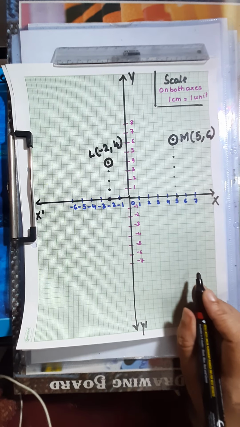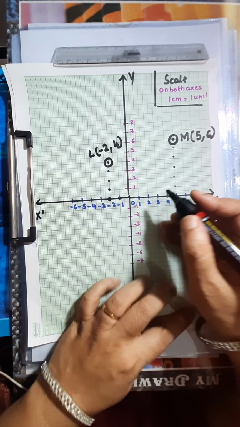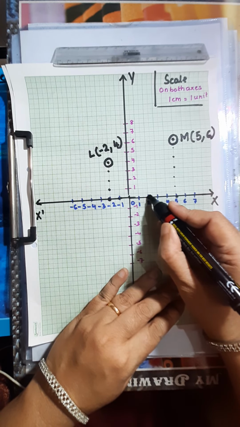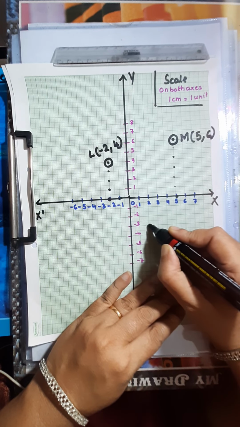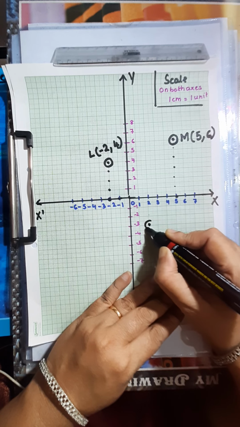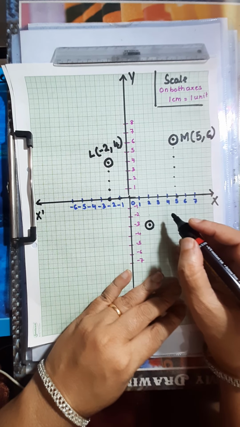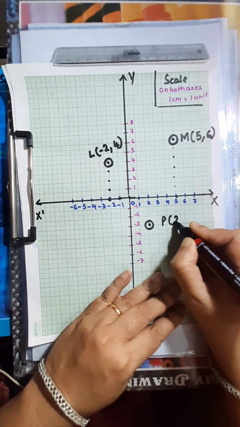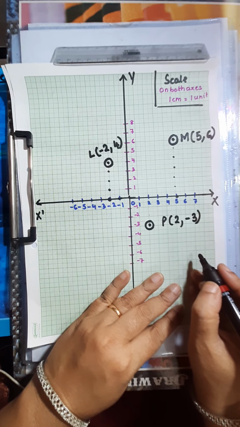You see the next one, P 2 comma minus 3. So first you take 2, 1 and 2. Minus 3 means you can't go on top, you have to go down. Minus 1, minus 2 and minus 3. So this is your minus 3. So this is my point P, 2 comma minus 3.